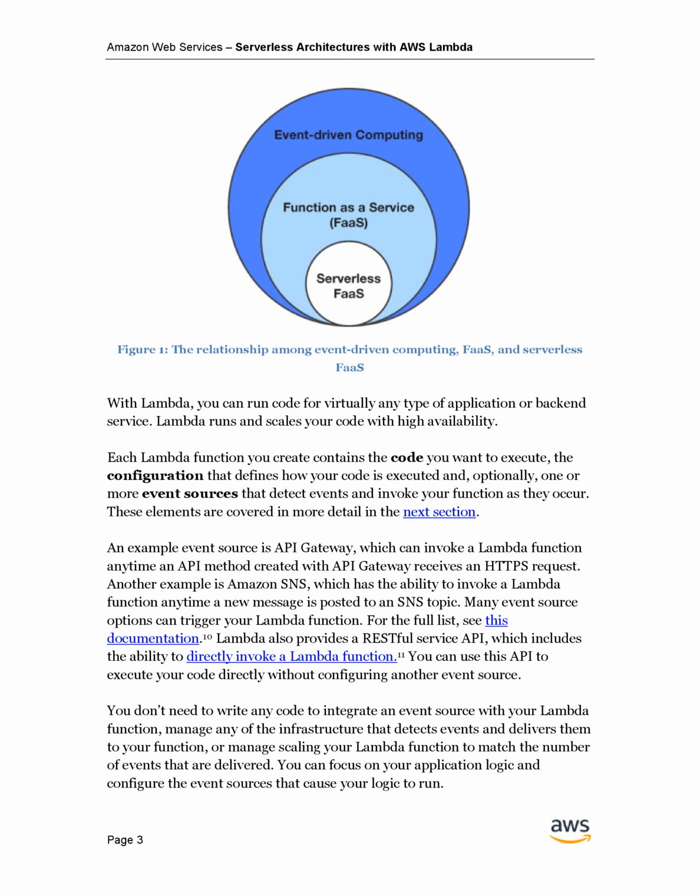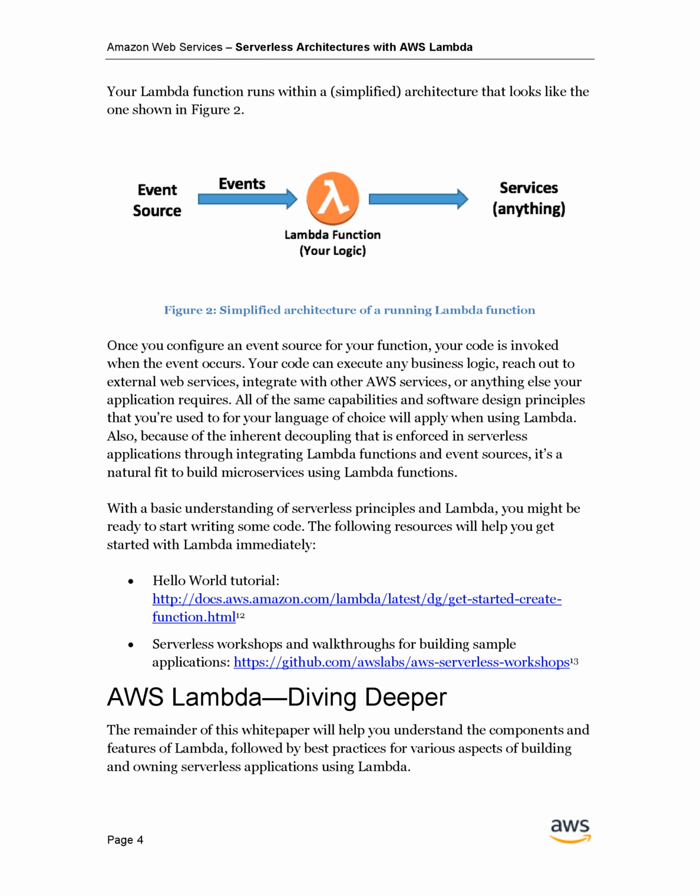You can focus on your application logic and configure the event sources that cause your logic to run. Your Lambda function runs within a simplified architecture that looks like the one shown in Figure 2. Once you configure an event source for your function, your code is invoked when the event occurs. Your code can execute any business logic, reach out to external web services, integrate with other AWS services, or anything else your application requires. All of the same capabilities and software design principles that you're used to for your language of choice will apply when using Lambda.